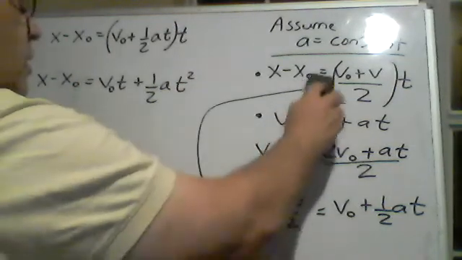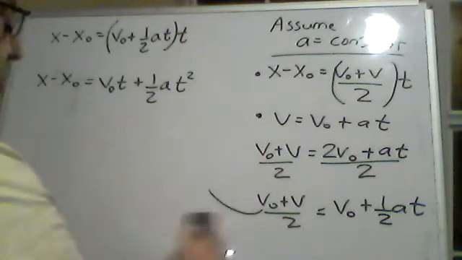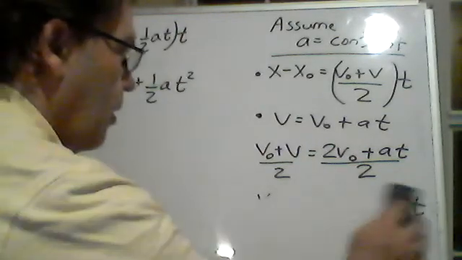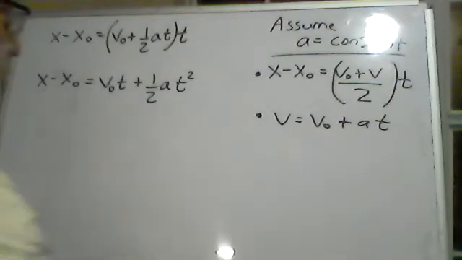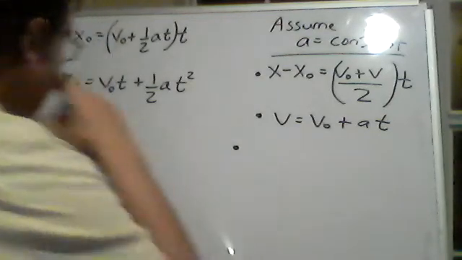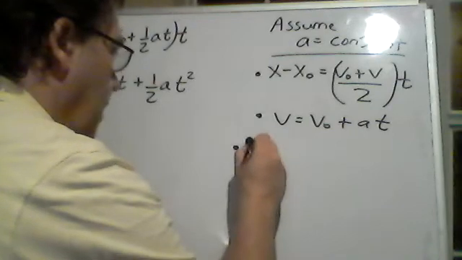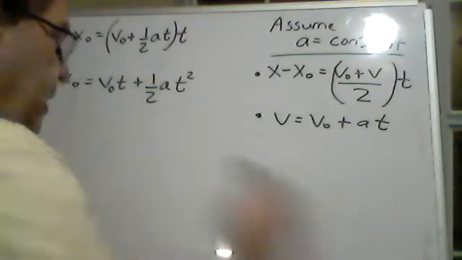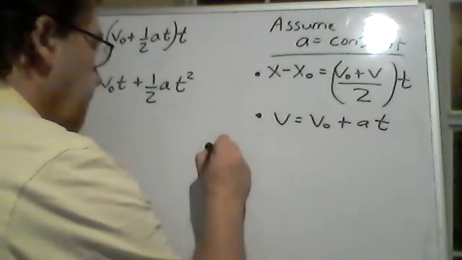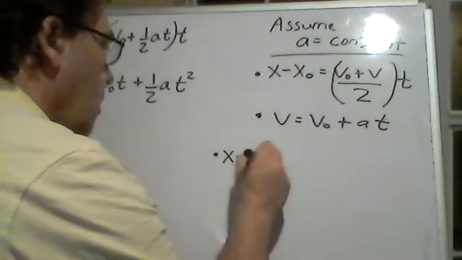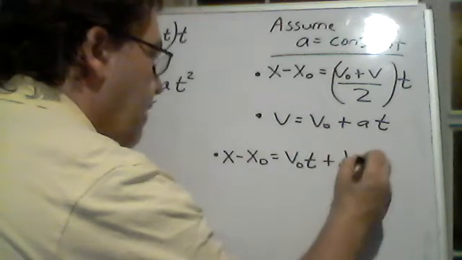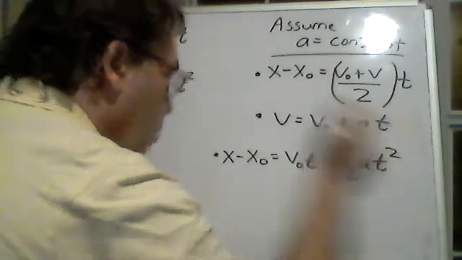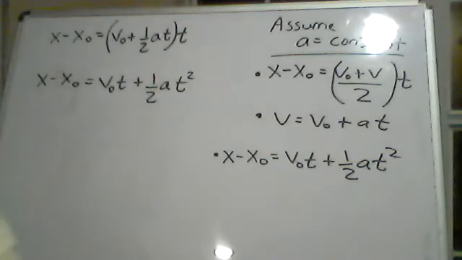I'm going to get rid of this little arrow, and try to put some sort of pristine order back into this. I'm just going to write this equation here. So my third equation that I'm now adding to my toolbox is x minus x naught equals v naught t plus 1/2 at squared. That's my third equation.